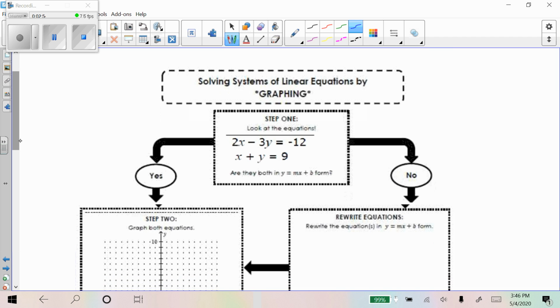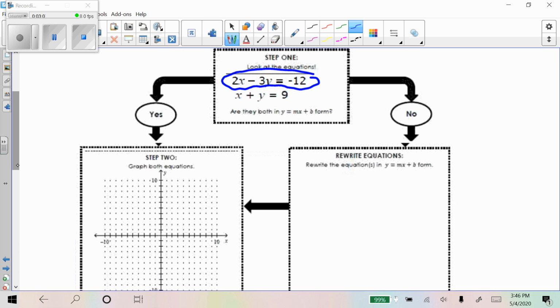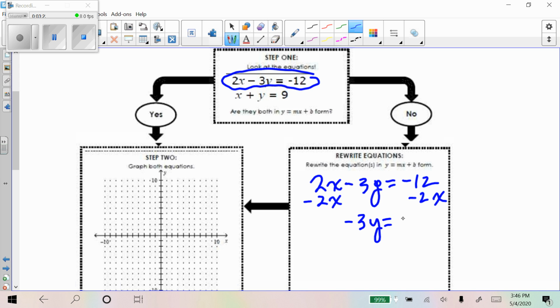The other type of situation you might run into when you're solving by graphing is when the equations are not solved for y. So that's going to be our first step here. These are not solved for y, so we're going to go ahead and solve them for y. So we have 2x minus 3y equals -12. We're going to take away the 2x from both sides. That gives us -3y equals, I like to put the x term first, so it would look like that. And I'm going to divide everything by -3.